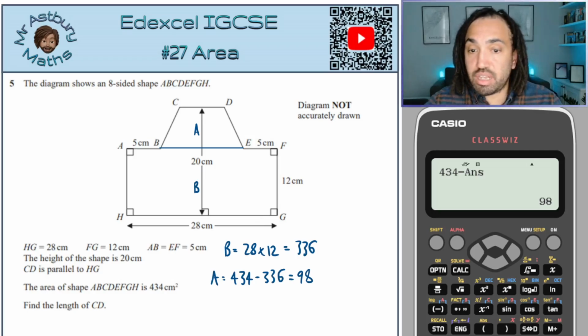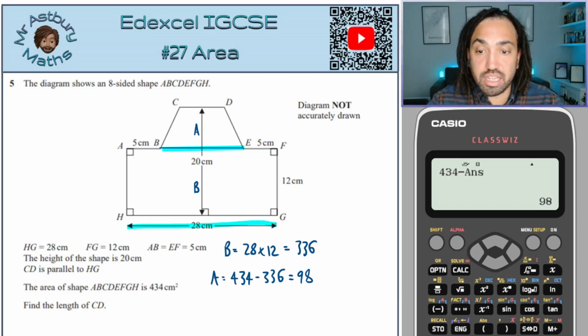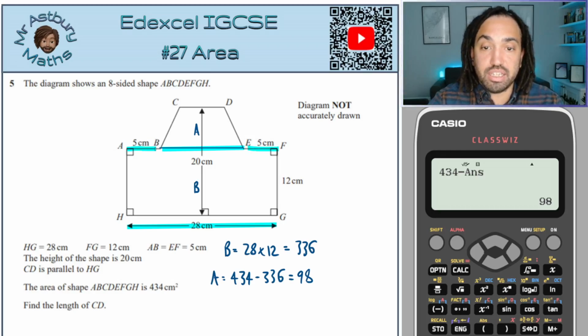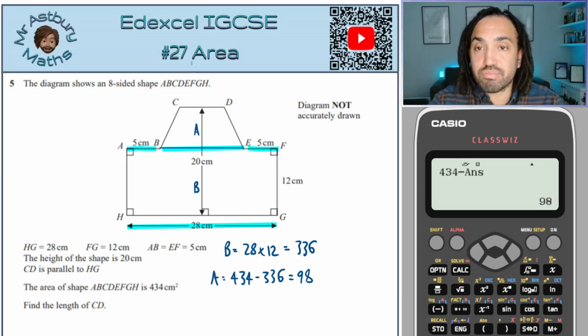Okay. Now, what other lengths do we know? Well, actually, this blue line that I've drawn here, we actually know the length of that, because the whole thing down the bottom is 28. And we have these 5 and 5 either side here. So if I take two lots of 5 from 28, I get 18. So that width there is 18. Okay.